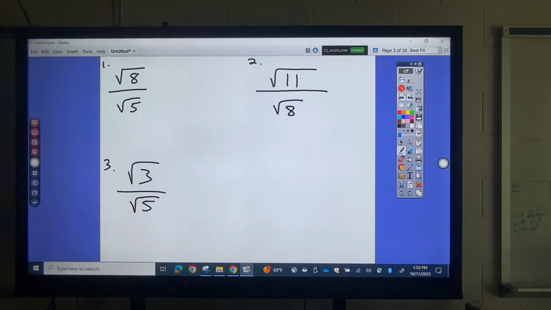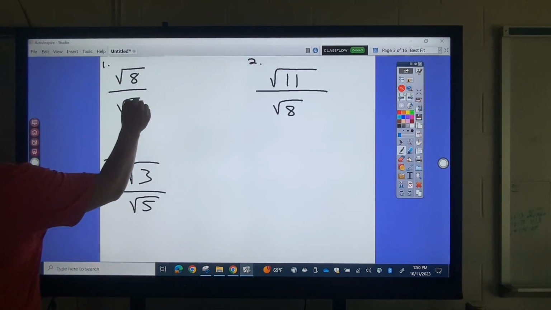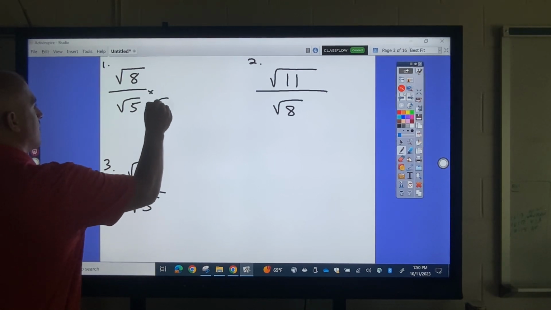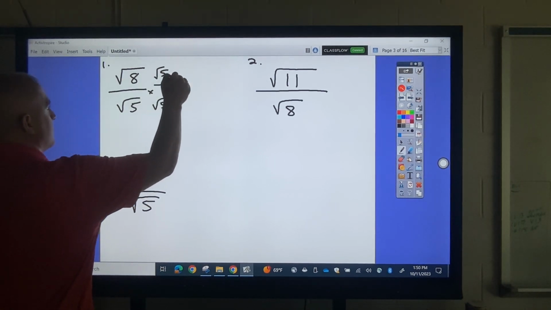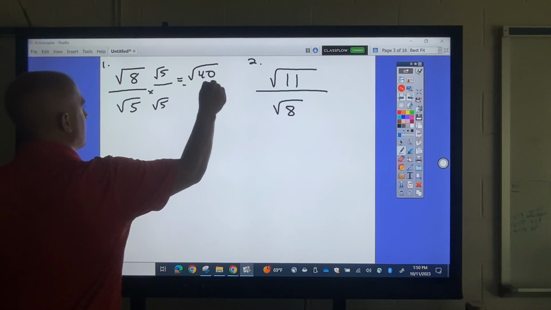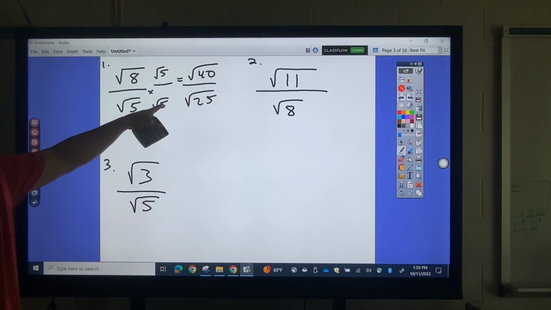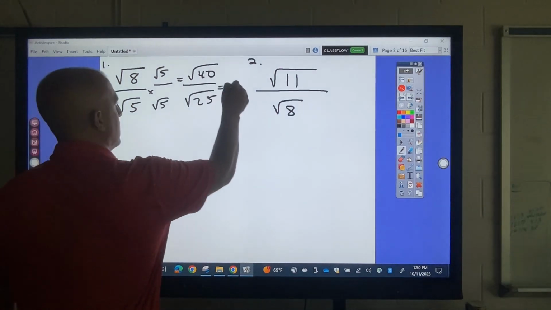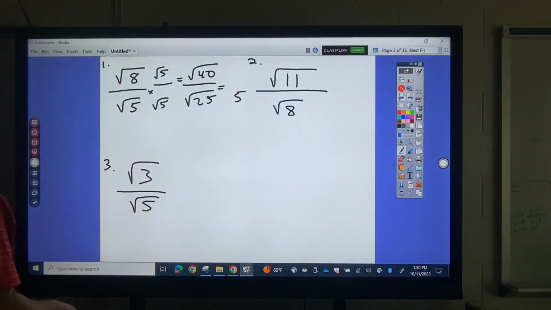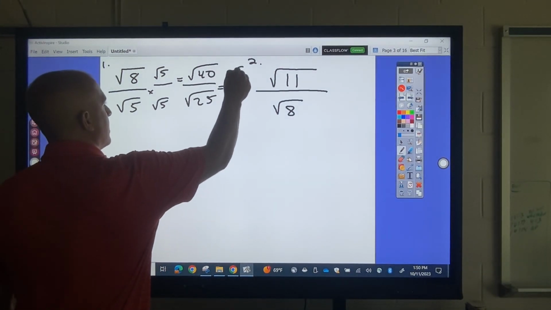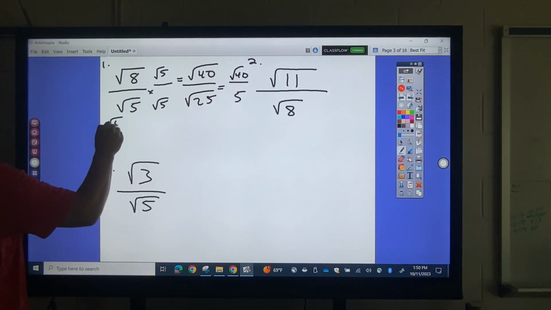Okay? Now, let's talk about rationalizing a square root. You're not allowed to have square roots in the denominator. So what we can do to get rid of those is multiply top and bottom. So that's square root of 40. That is square root of 25. Now, when you multiply a square root times a square root, that result is just whatever was inside that square root. Now, what I got to do is I got to break down the square root of 40.